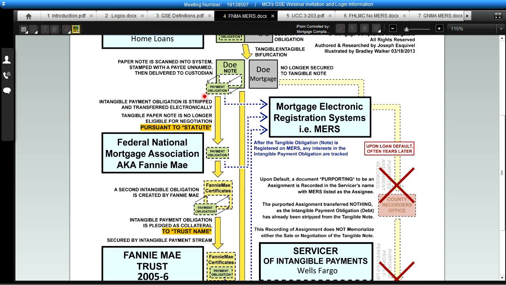So, the payment obligation is stripped out of the note. The payment obligation is your promise to pay. I promise to pay for the next 360 months $1,000 a month. That is what is sold. Many times I hear attorneys say, Joe, you don't understand, they sold the note. No, what they're selling is a payment obligation, a right to receive future payments. This is legal. They do it all day long under Article 9.